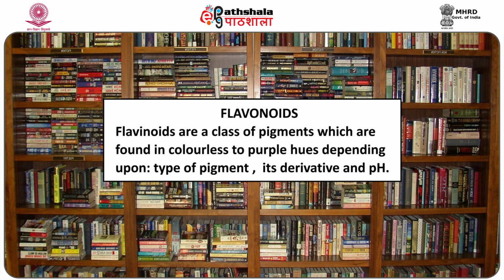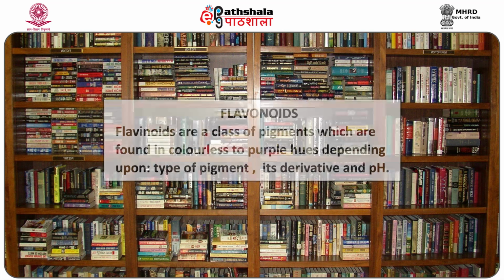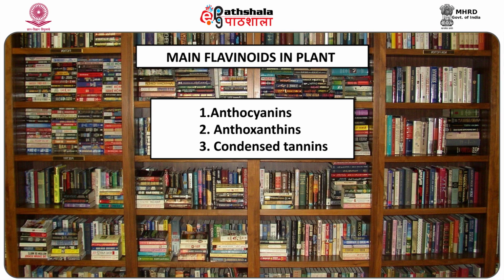The second plant pigment is flavonoid. Flavonoids are a class of pigments which are found in colorless to purple hues, depending upon type of pigment, its derivative and pH. Many flavonoids in plants can be classed into three categories: anthocyanins, anthoxanthins and condensed tannins. Let me see them one by one.